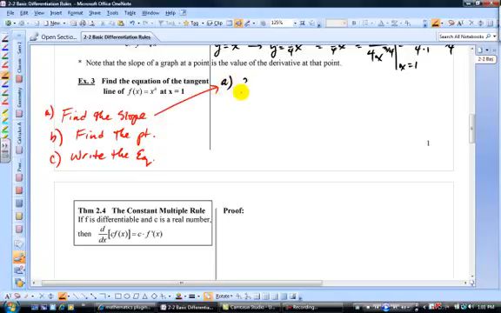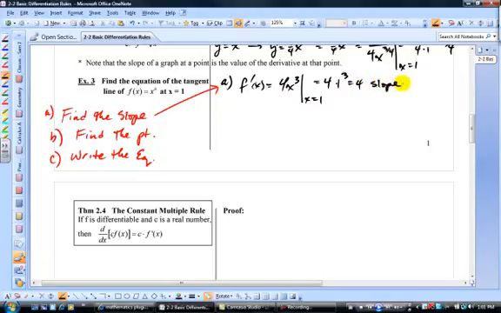Okay, so f prime is equal to 4 times x cubed. That gives you the slope at any point. Now you evaluate it at x equals 1 to get 4 times 1 cubed, which is 4. And there's your slope. Slope's 4.